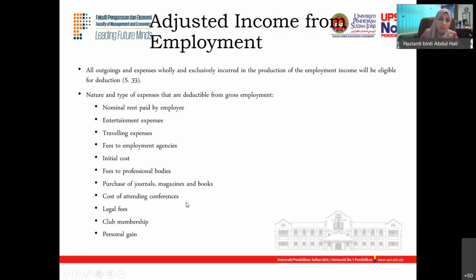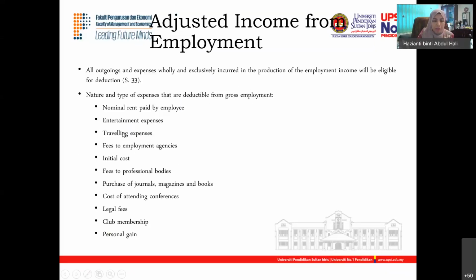Alright, so the Act mentioned that all outgoings and expenses wholly and exclusively incurred in the production of employment will be eligible for deduction. For example, nominal rent paid by the employee. The employee was given a house but the employee pays the rent. That would be deducted. Entertainment expenses, remember entertainment and travelling usually come together, so if there are any you can look at them together. For example, entertainment expenses, some employees will receive an entertainment allowance. Alright, like the example just now.